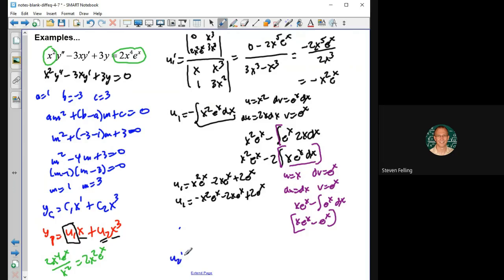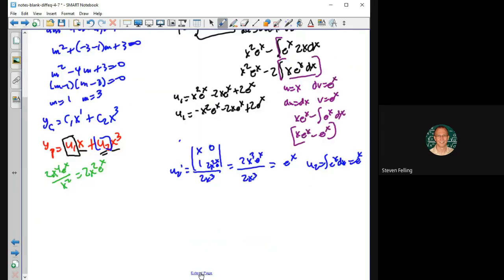So u2 prime would be the same Wronskian down here, which is going to turn out to be 2x cubed. And then on the top, we have this Wronskian, but with this column replaced. So we're going to have the original x1 here, and then 0 and the 2x squared e to the x here. So we'll have, let's see, this is going to be 2 and then x cubed e to the x minus 0, which means this ends up being just e to the x. That's nice because that means that u2 is just the integral of e to the x dx, which is also e to the x. So that was easier to find.